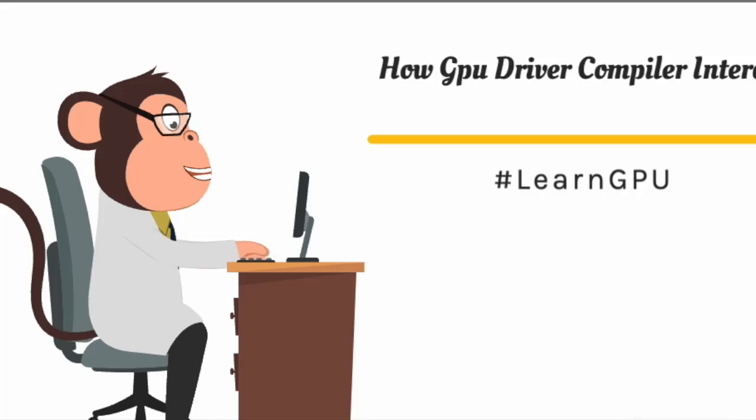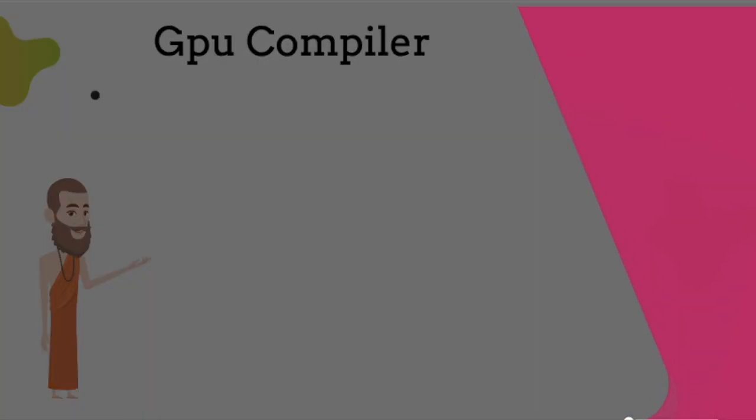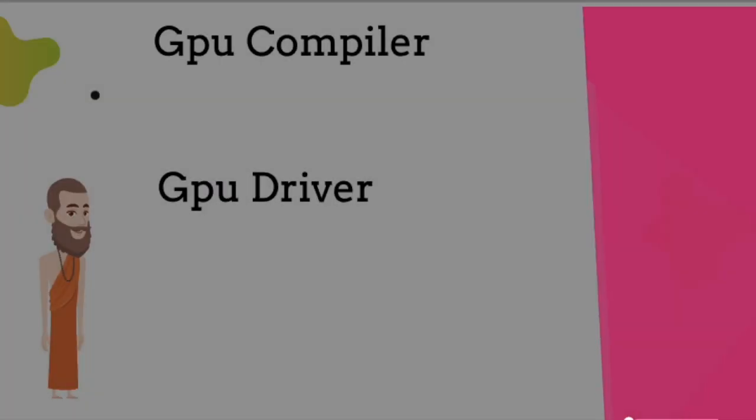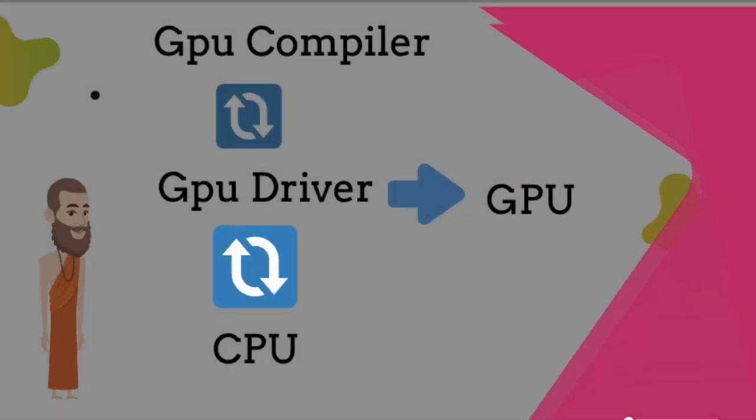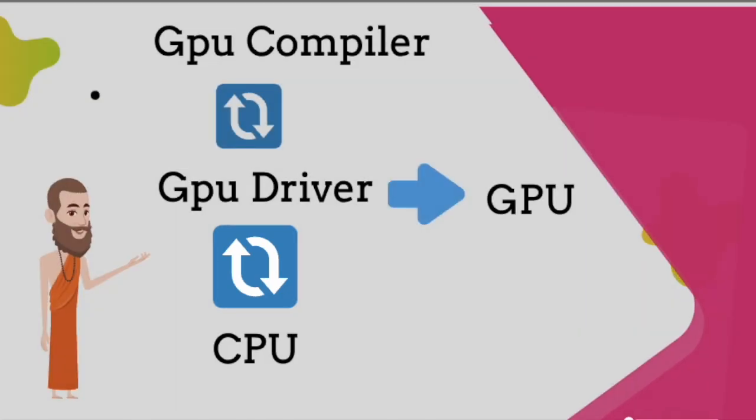In this video we are going to discuss how the GPU driver and compiler interact with each other. The GPU compiler and GPU driver work together to execute programs on the GPU. The GPU driver is responsible for interacting with the GPU, CPU and other components.